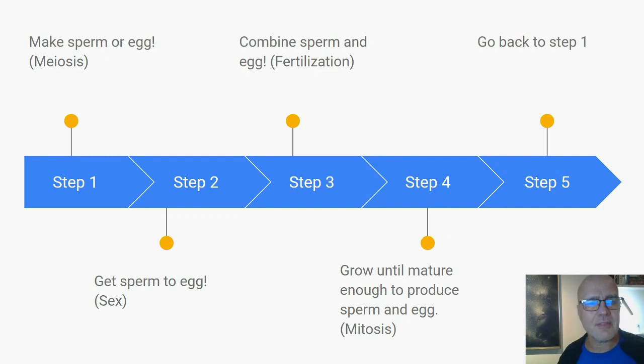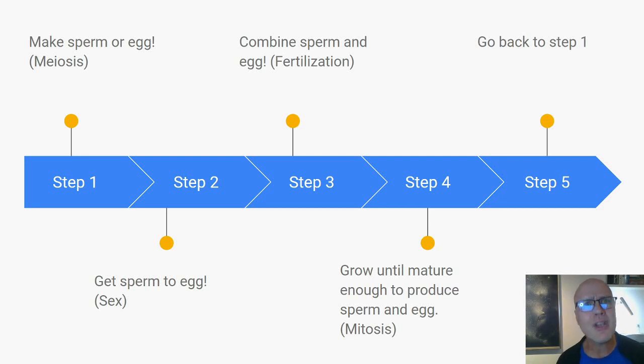So it's kind of like a step. Think about it this way. This is sexual reproduction in a nutshell. Step 1, make a sperm or egg, meiosis. Step 2, get the sperm to the egg. That's what scientists call sex, well, sexual reproduction, actually insemination. Combine the sperm and the egg. That's fertilization. That's when the sperm actually penetrates the egg. And when I say combine, I really mean combine the DNA of the sperm and the egg. That's step 3. Then step 4, you grow until you're mature enough to produce your own sperm and egg.